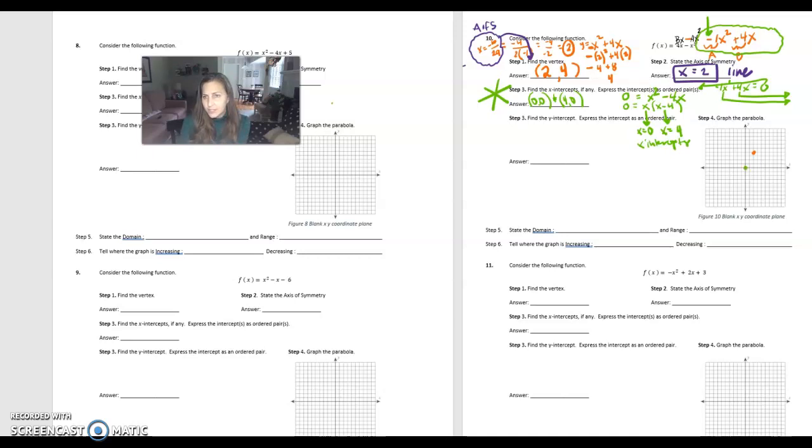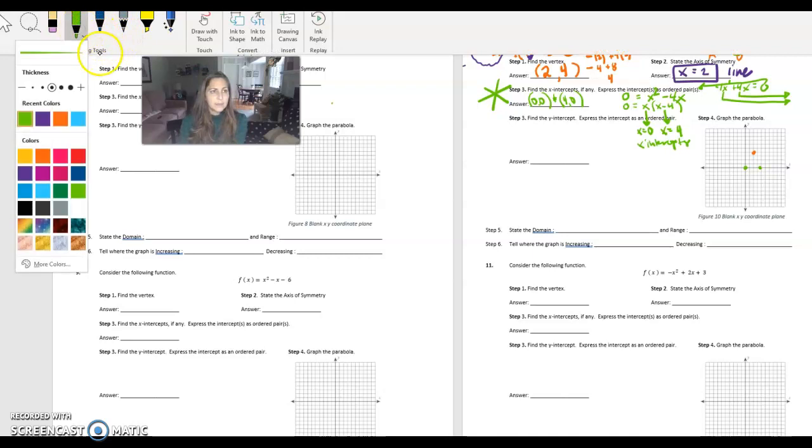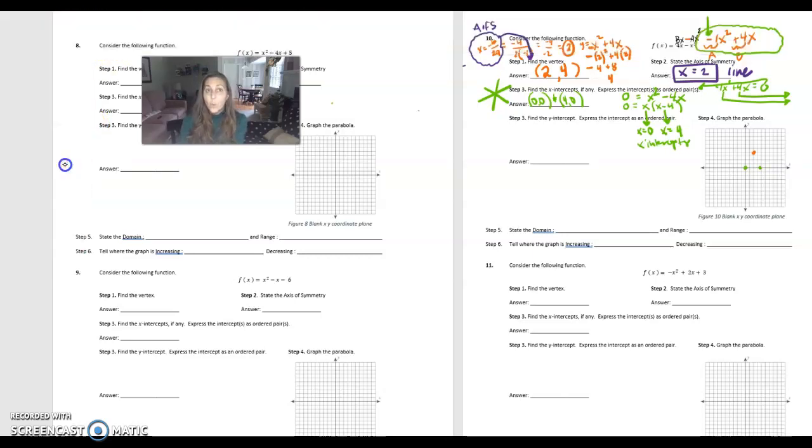This is our first x-intercept here. 1, 2, 3, 4. Here's our second x-intercept. And we'll change colors so we can go to the next step. Let's go to red. Now let's go to hot pink. All right, number 3, find the y-intercept.